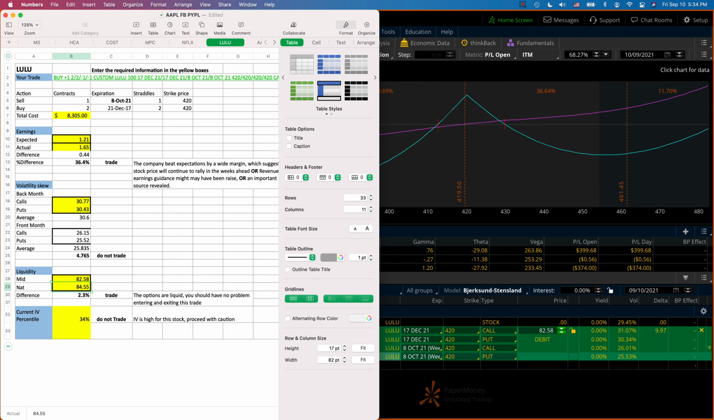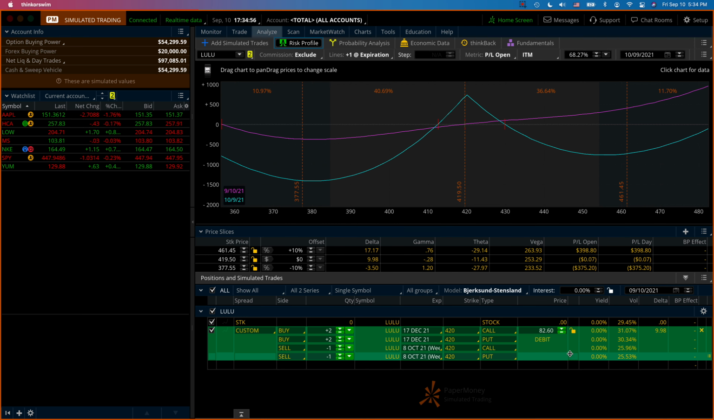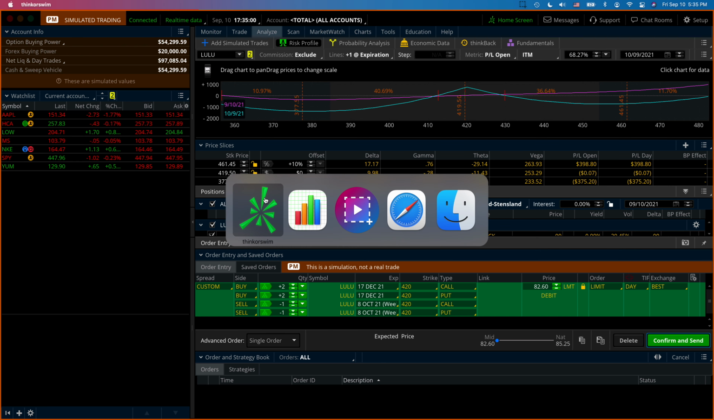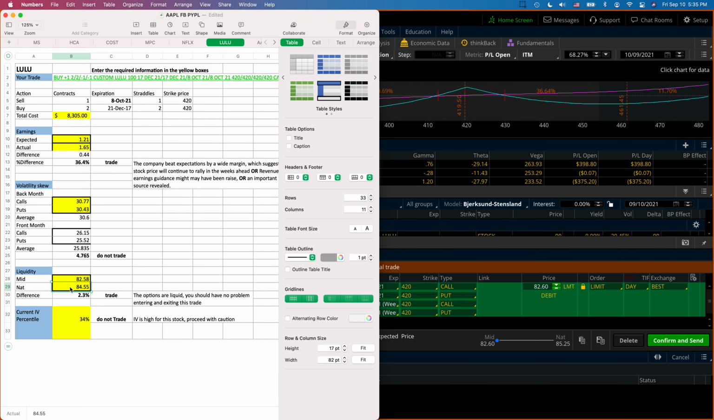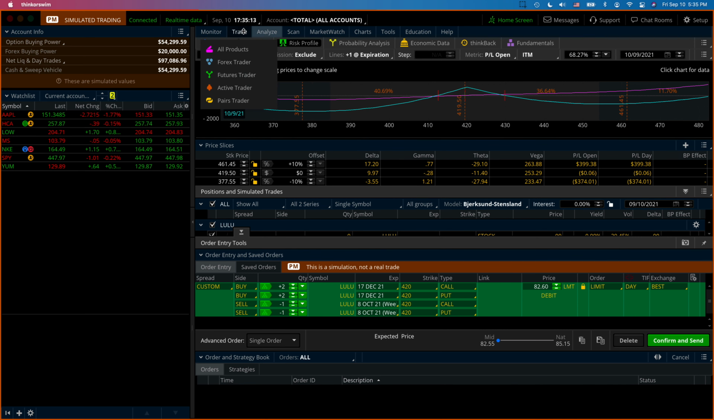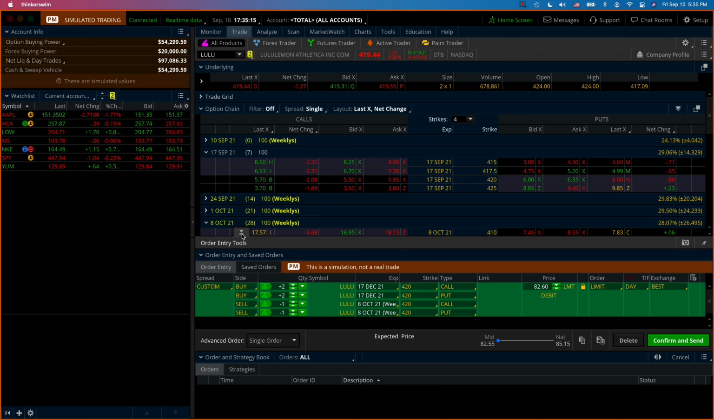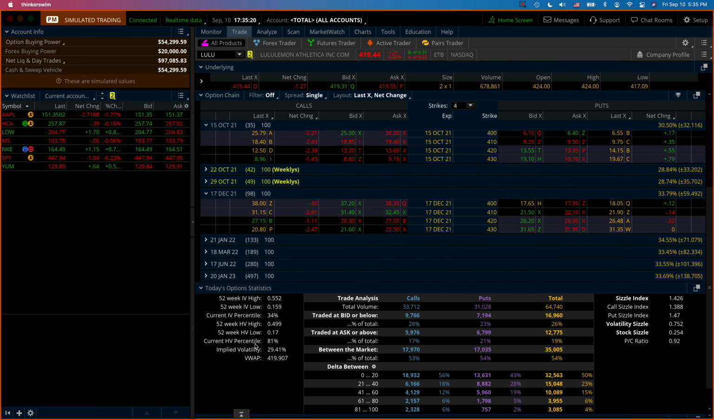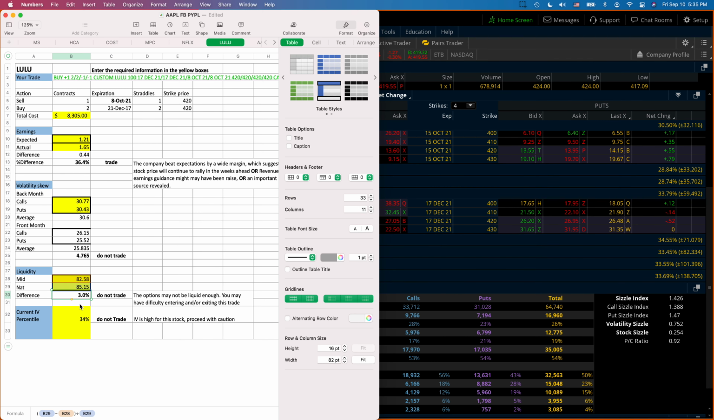Okay, the mid is 82.58, and the natural, well, all you have to do is say create duplicate order, and here's the natural, 85.25. Go back to my spreadsheet. 85.15. Okay, and the current IV percentile, again, go to the trade tab, scroll down, IV percentile is 34. It's a little too high, way too high actually.